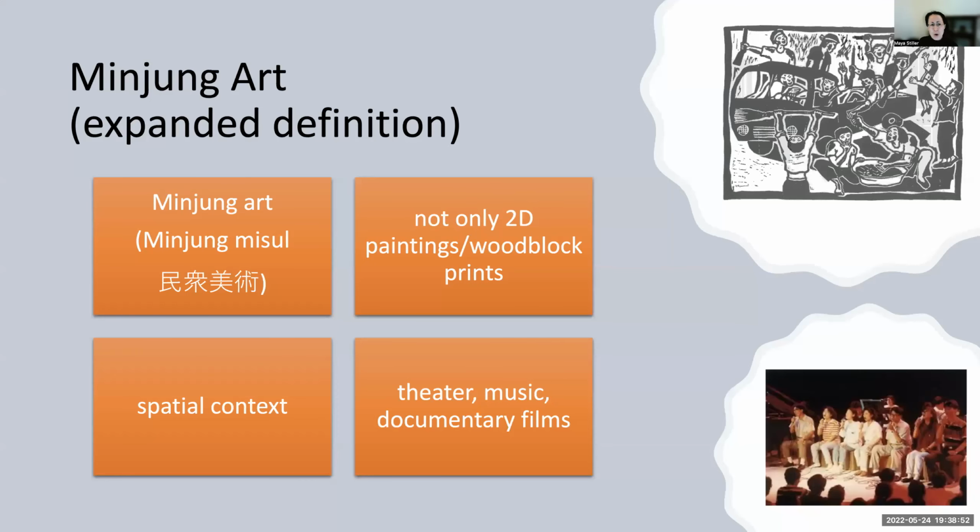Minjung Art is basically the art that was produced for the Minjung movement. So far it has been largely discussed in terms of two-dimensional artworks, such as paintings and woodblock prints. But I actually have a more expanded definition of Minjung art, or Minjung misul, considering the spatial context of Minjung art, like where and how it was produced and used. That encompasses not only two-dimensional artworks, but also performance art like theater or music, songs, documentary film, and so on.